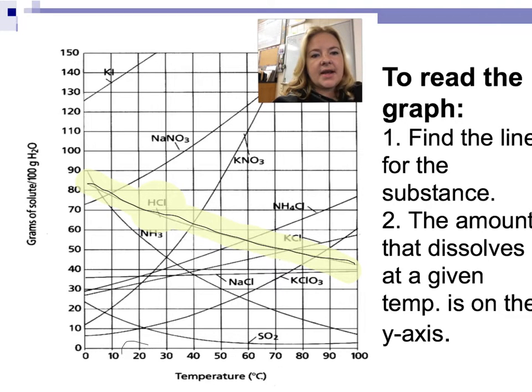Let's say that I have liquid at 20 degrees and I want to know how much hydrochloric acid I can dissolve at that temperature. I would go up and I would see that it's just over 70 grams in every 100 grams of water. So I'd need 100 milliliters of water and I would be able to dissolve just a little bit more than 70 grams of hydrochloric acid in that.